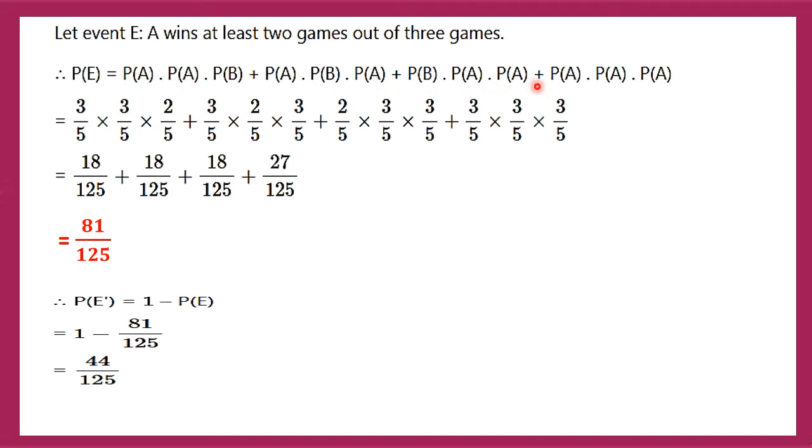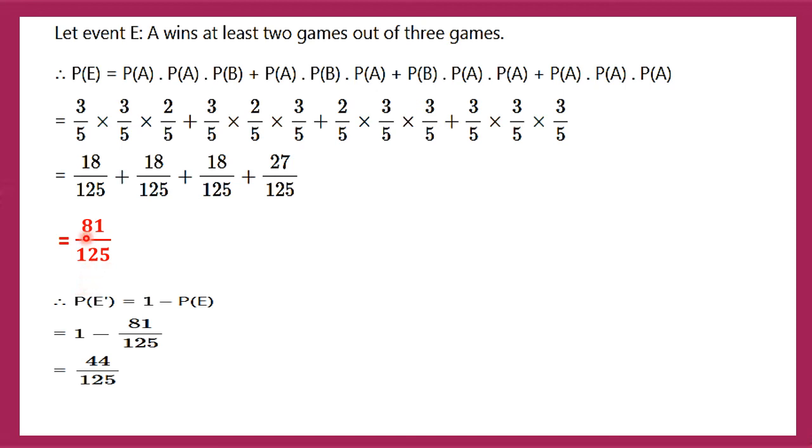Now we have one more case, that is A wins all the 3. At least 2 is given, so it can be 3 also. All the 3 games are won by A only: P(A) into P(A) into P(A). So either of these cases is possible, either the first, or second, or third, or fourth. So since the "or" case is coming, we use addition. So P(E) can be calculated by substituting the values in these probabilities. On simplification we get 81 upon 125.